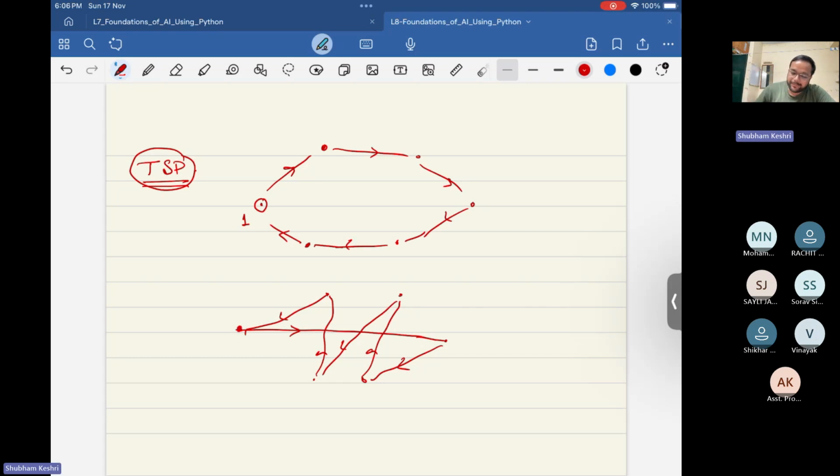The other objective can be he's trying to minimize the time taken to cover all the cities and come back to the base. That can also be one objective. So it depends upon what objective you have. But if this is the structure of the problem, then it is known as a traveling salesman problem.